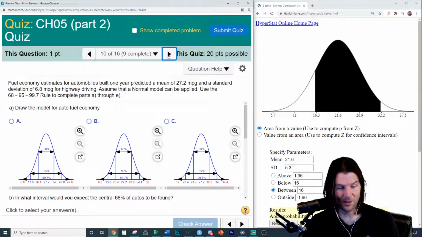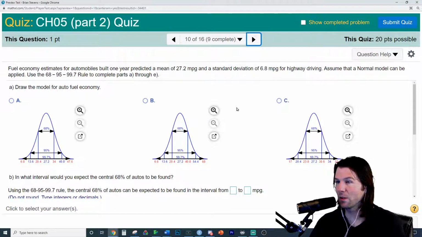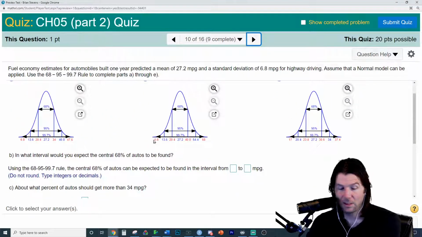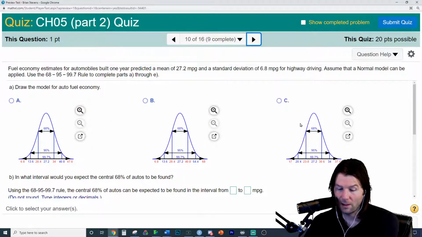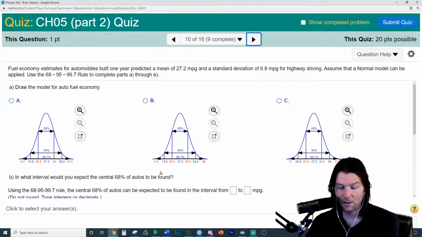Next problem. I think we're using the empirical rule for this one. Let's do some empirical rule stuff. What percent of cars would be between the middle 68%? And we need to select the right graphic. 68, 95, 99.7. They all do that. Excellent. And the mean is in the center of all of them, 27.2, and the standard deviation of 6.8.